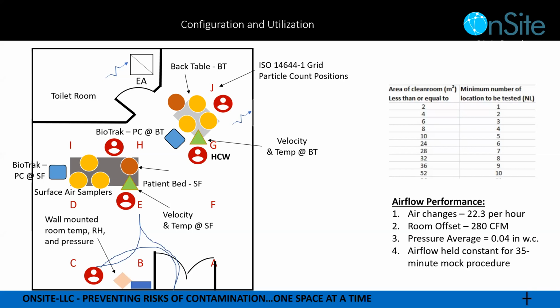We still collected microbial samples. At this time, it was human flora. We had our BioTrack, which is our little blue squares there at both the patient bed, which is the sterile field on an operating side, and then at the back table. We used velocity, temperature measurement. We counted particles again. We also monitored temperature, pressure, and relative humidity. We did increase the air changes to above 20, so that now we would be compliant with an operating room of 20 air changes. We did have a positive offset as before, so we were positively pressured. And again, we held our airflow constant throughout the entire procedure study.